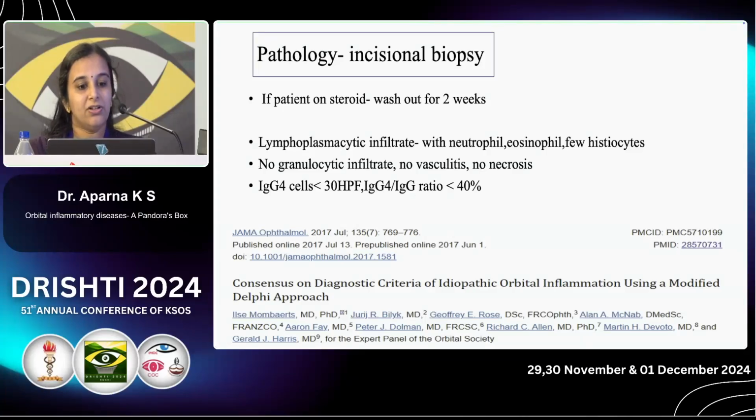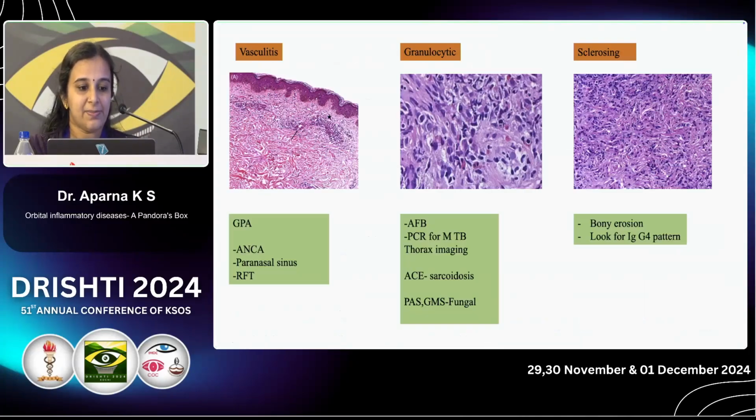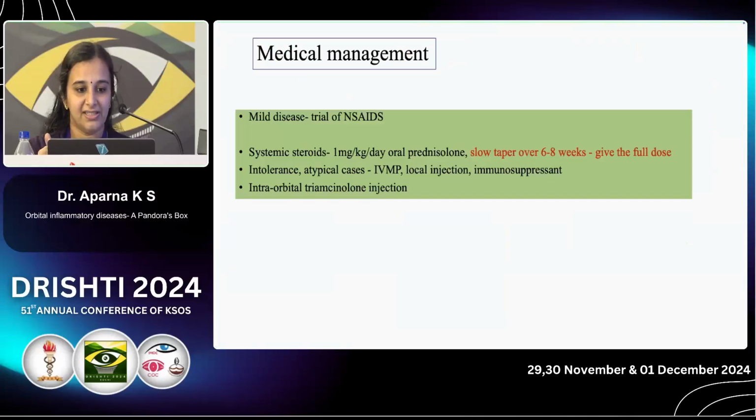And if the patient is already on steroids, we have to wait for a period of 2 weeks. What is expected in a non-specific orbital inflammation is a lymphoplasmacytic infiltrate with a mixed pattern of cells. But if there is a vasculitis pattern, we have to think about GPA, send for ANCA, look at the paranasal sinuses and renal function test. If it is granulomatous involvement, we have to rule out tuberculosis, sarcoidosis and fungal infections. If it is showing a sclerosing pattern, think about IgG4 disease.